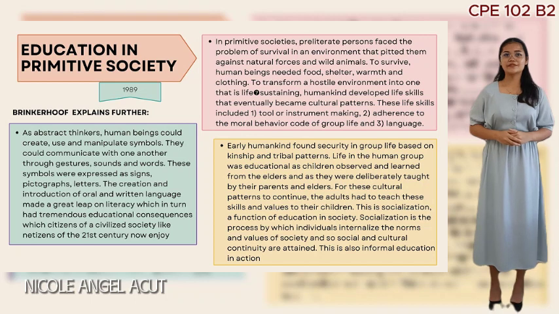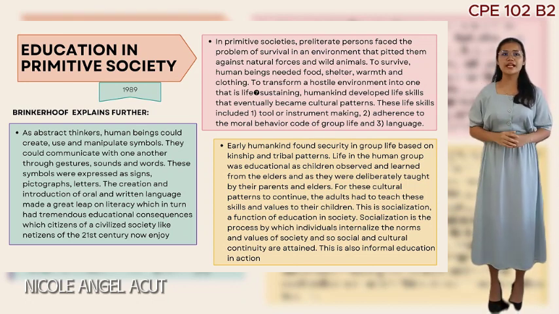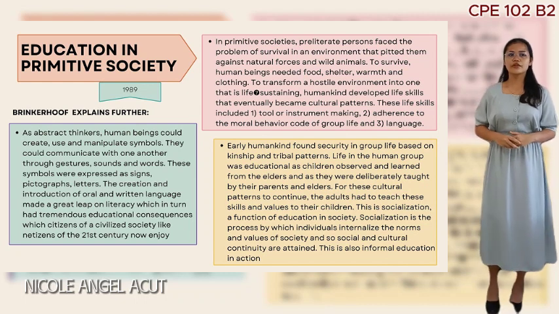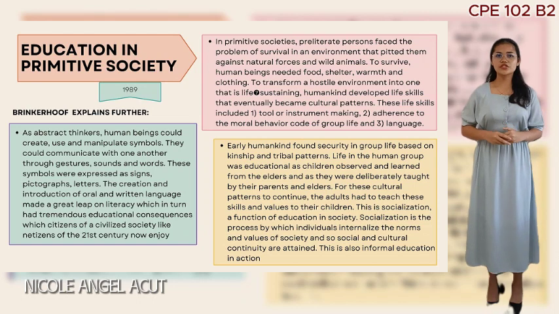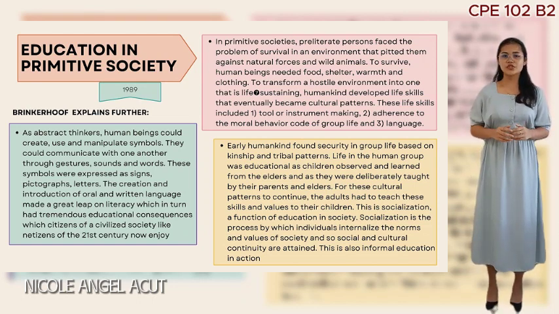Early humankind found security in group life based on kinship and tribal patterns. Life in the human group was educational as children observed and learned from the elders and as they were deliberately taught by their parents and elders. For these cultural patterns to continue, the adults had to teach these skills and values to their children. This socialization is a function of education in society.